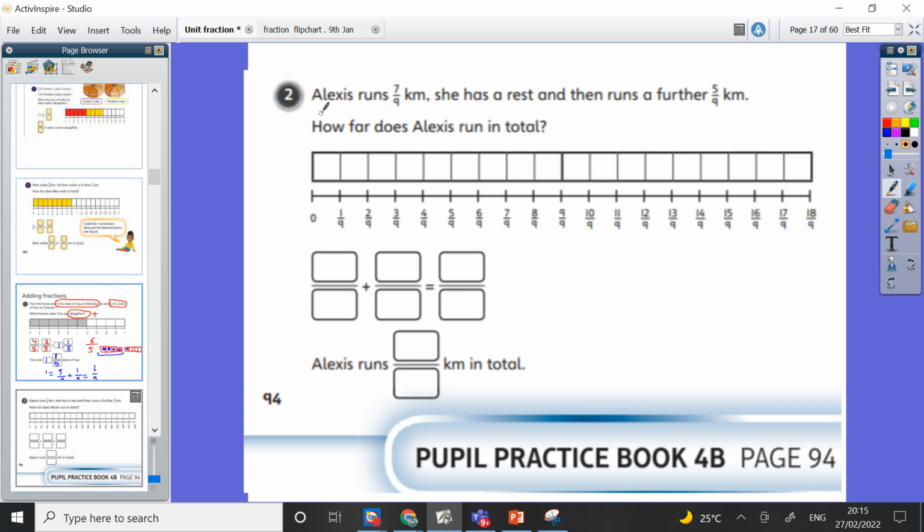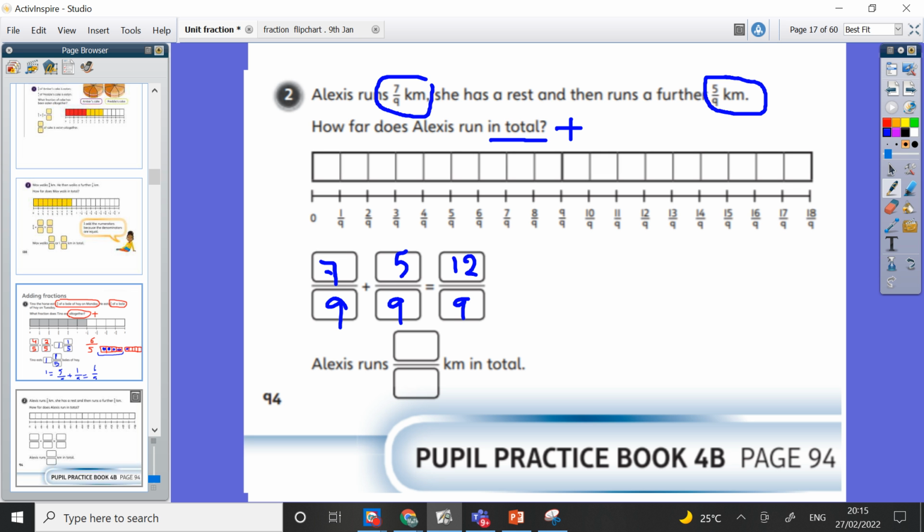In question 2, it says Alexis runs 7/9 of a kilometer. She has a rest and then she runs a further 5/9 of a kilometer. How far does Alexis run in total? In total means you're adding the fractions. So first we write the first fraction, which is 7/9, and the second fraction is 5/9. The rule of adding fractions is only add the numerators, never add the denominators. 7 plus 5 is 12 out of 9.